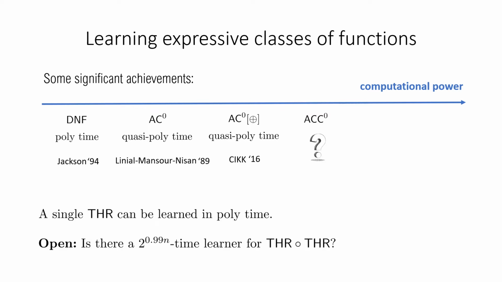For instance, if we allow threshold gates in the circuit, then a single unknown threshold gate can be learned in quasi-polynomial time. But once we consider 2 layers of threshold gates, the depth 2 threshold circuits of polynomial size, then even if you would like to learn them in time slightly less than 2 to the n, there is no known algorithm for this task. So the class of depth 2 threshold circuits is a nice example of a class for which we currently have no interesting lower bounds, and at the same time there's no learning algorithm.